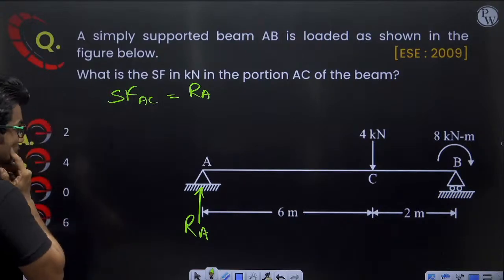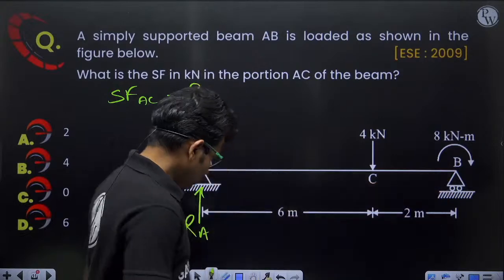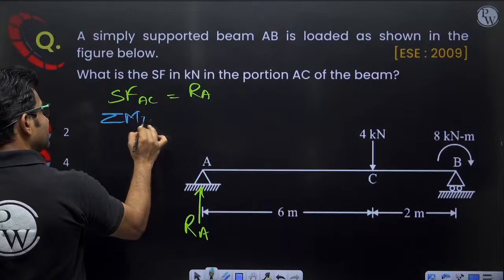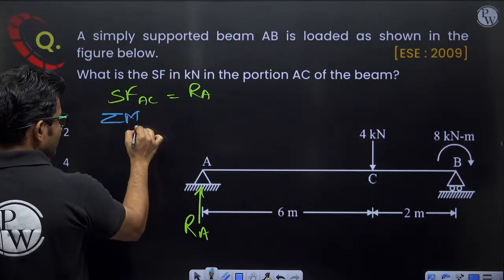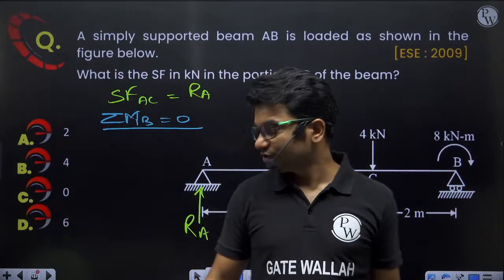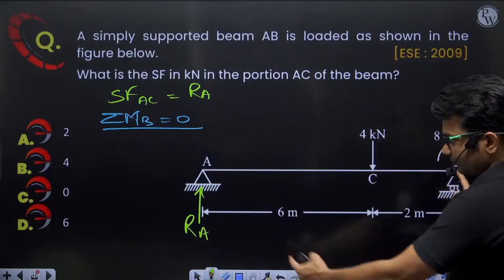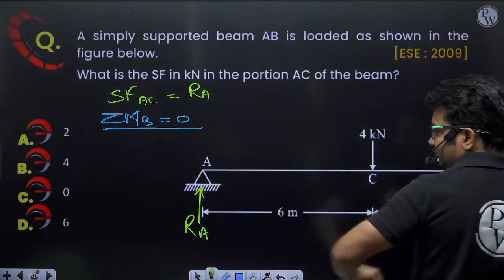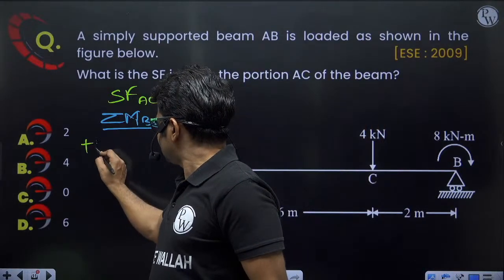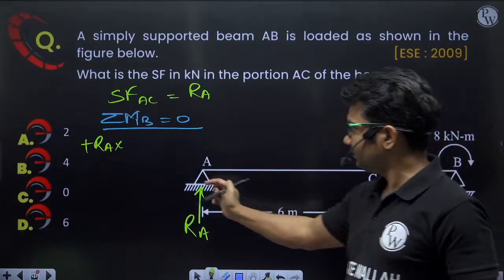How to calculate RA? Summation of moment about B equal to 0. So I can do summation of moment about B equal to 0 to calculate RA. Moment about B because of RA gives clockwise rotation, so let us take clockwise positive. So plus RA into the perpendicular distance, 6 plus 2, 8 meter.